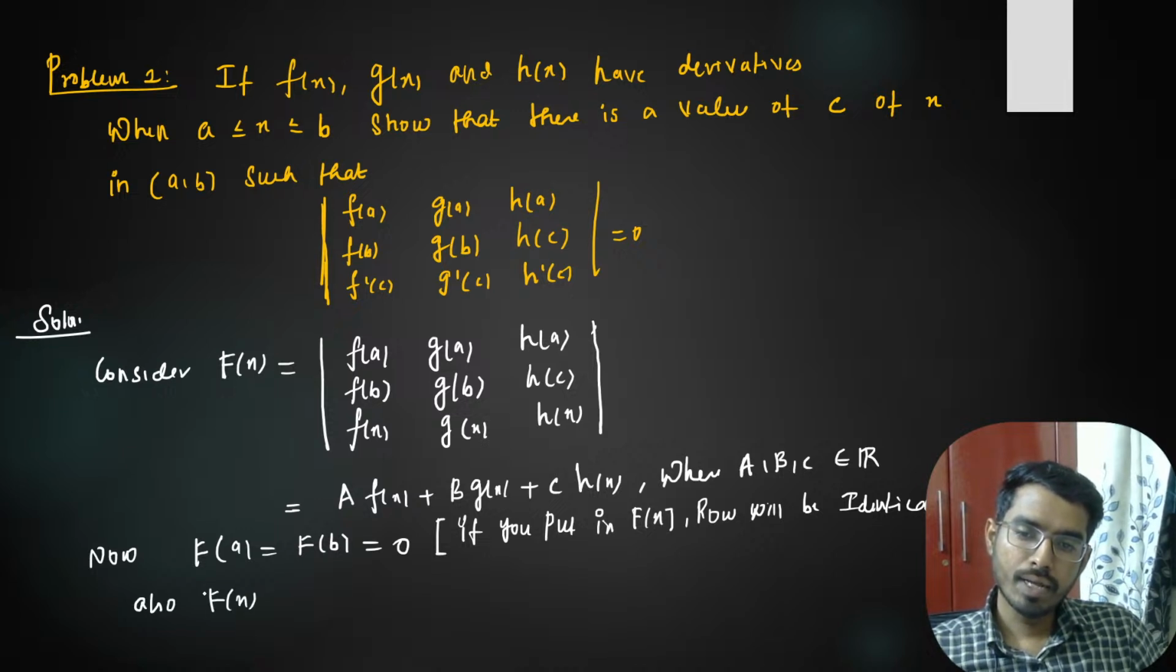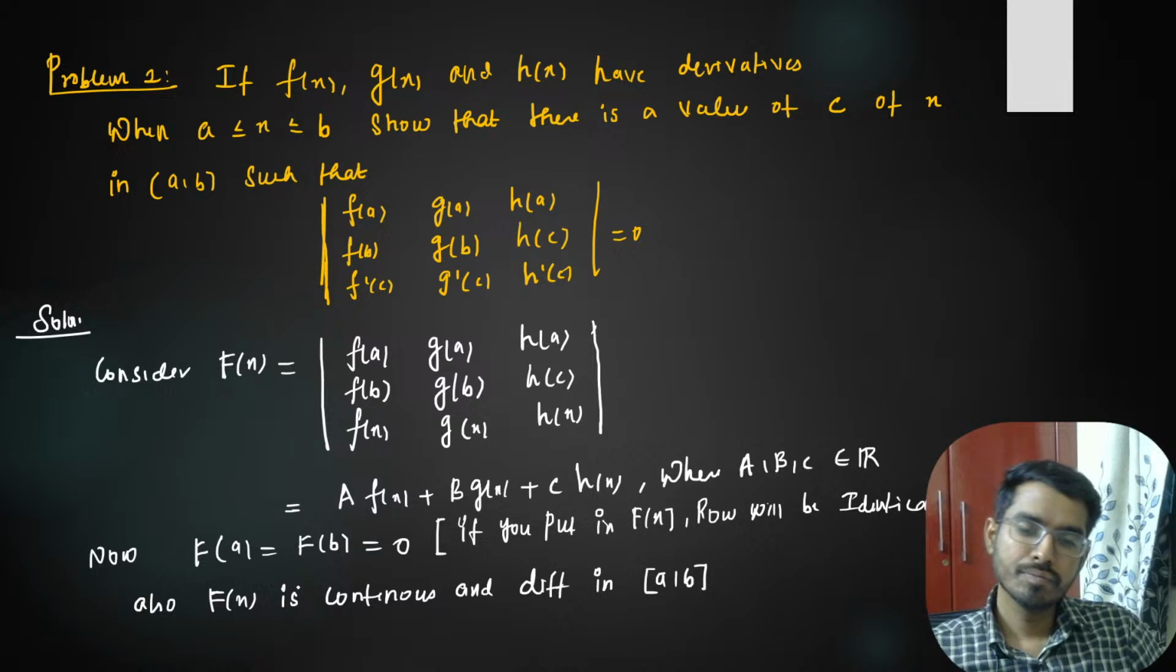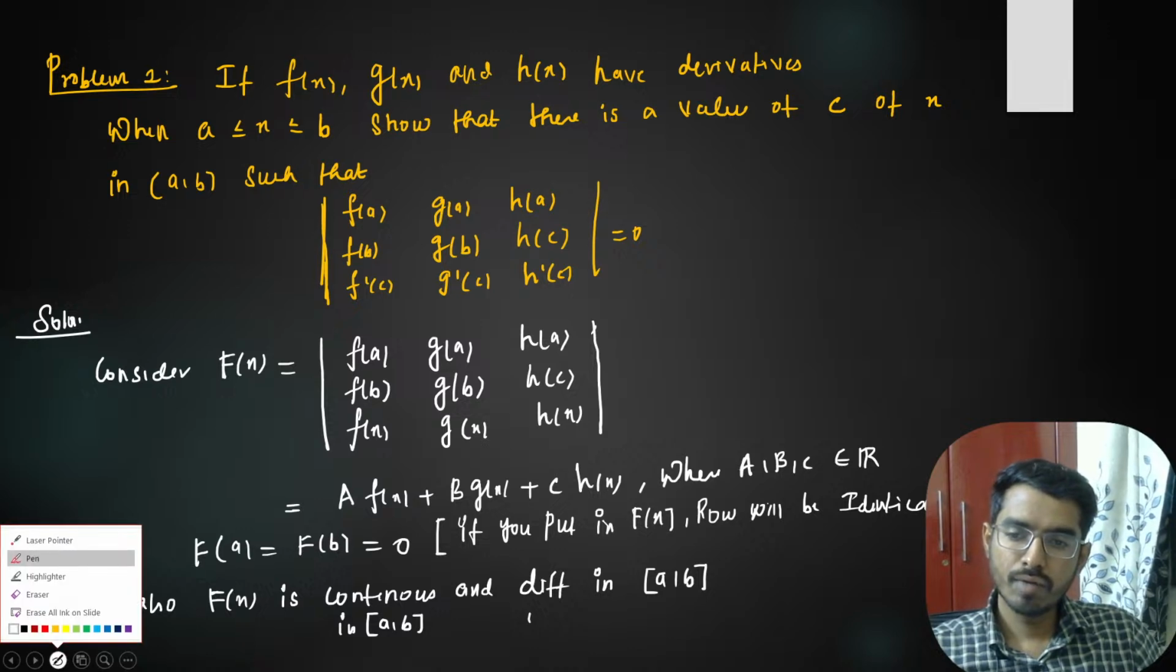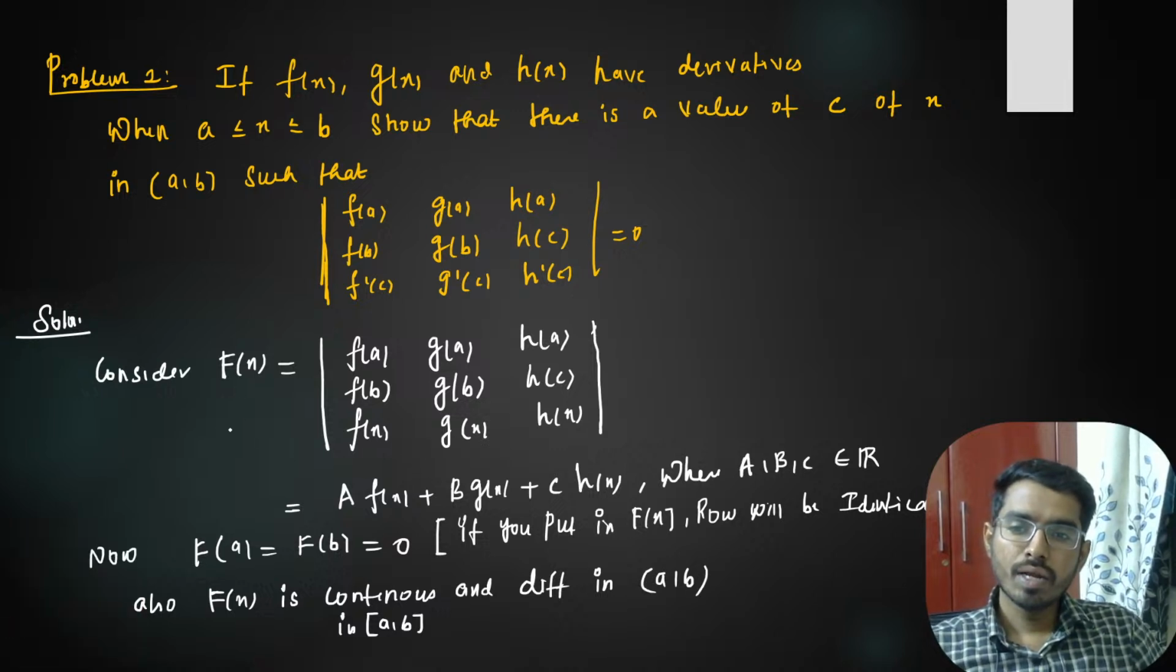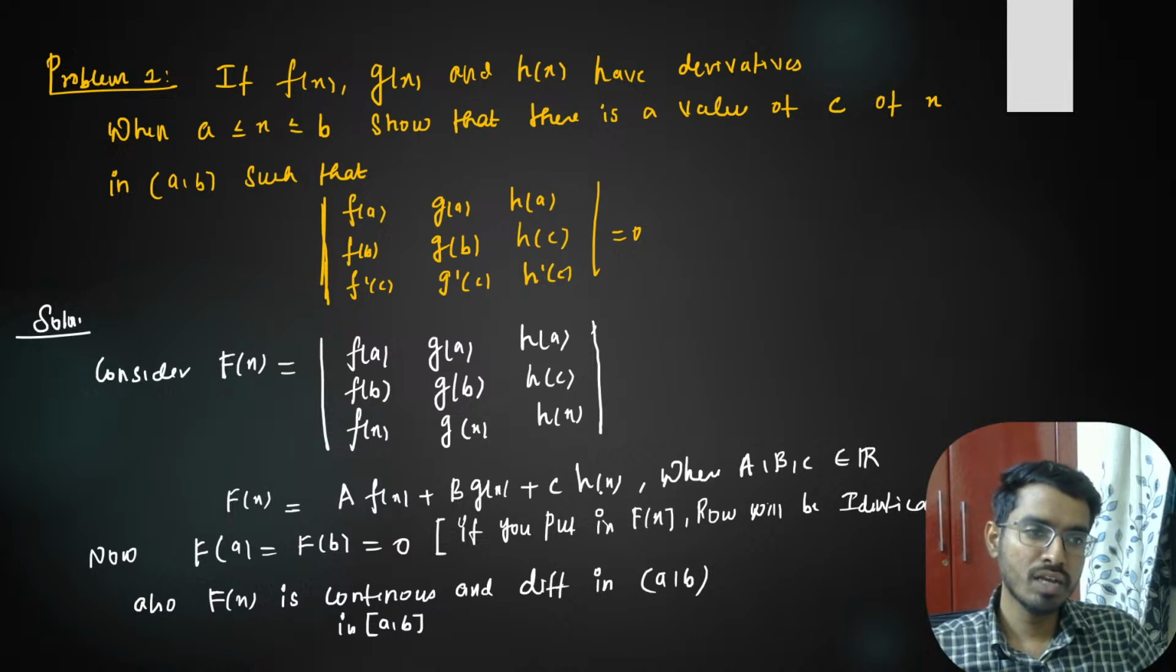Also, your capital F of x is continuous and differentiable in where? Continuous in the closed interval a comma b, and differentiable in the open interval a comma b. Why? Because your capital F of x is a linear combination of functions small f, small g, small h. Already small f, small g, small h are continuous and differentiable. So a sum of functions is also continuous and differentiable, right?